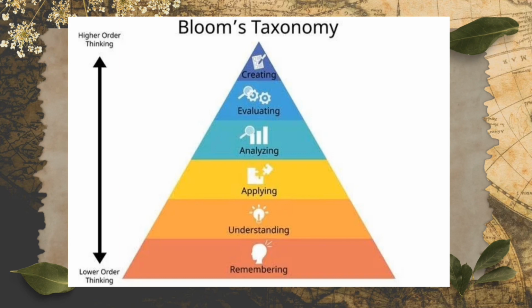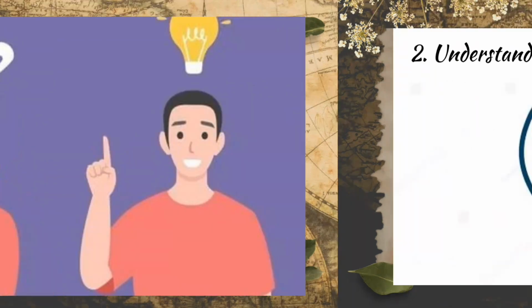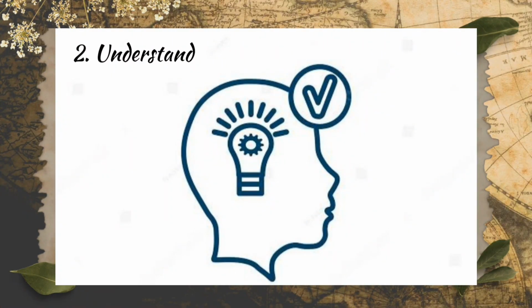So now let's move forward to the first level of Bloom's taxonomy. As you can see, it is remembering. This level involves recalling facts, terms, concepts, and basic information from memory. Think memorization and simple fact recall. And the second one is understand.